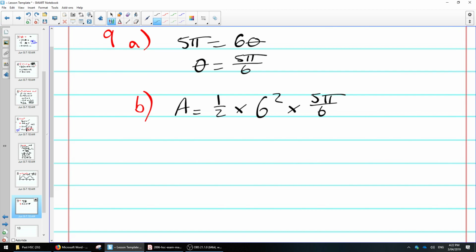So anyway, when you go from here, this simplifies to 15 pi centimeters squared, I believe. So this equals 15 pi centimeters squared. The other thing is, I think a couple of people lost marks here. The question says find the exact area. Don't put in decimals. You will lose marks if you do that.